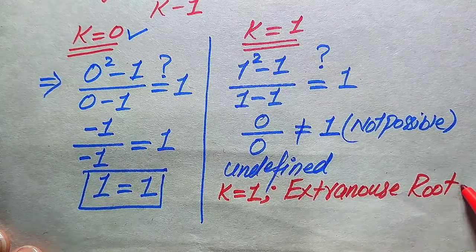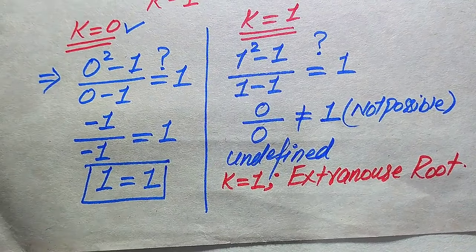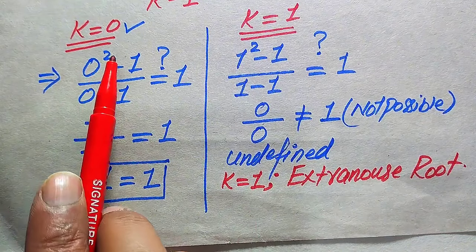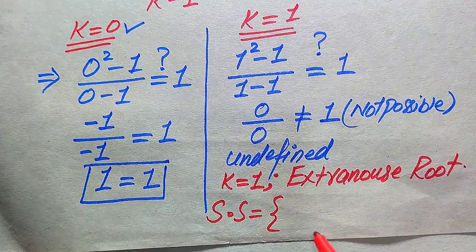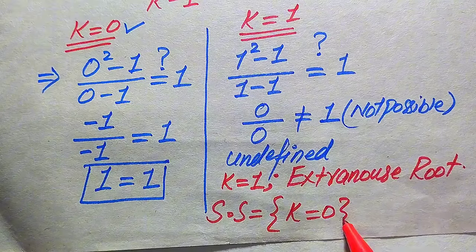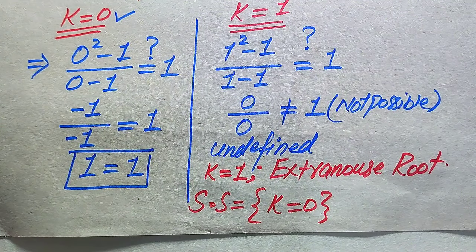Okay, so k equals 1 is the extraneous root, because extraneous roots are those roots which do not satisfy our given question statement. So here we have only one root, k equals 0, which satisfies our given question statement. So we call k equals 0 the only solution of the given equation, which we get here from the first method.